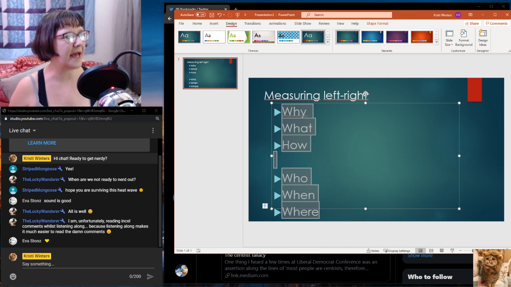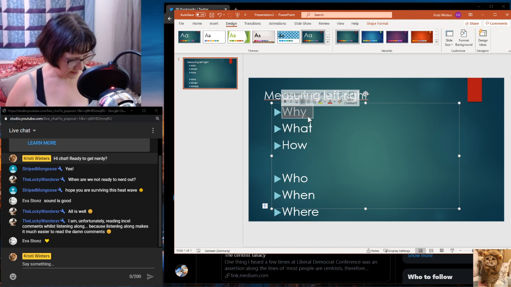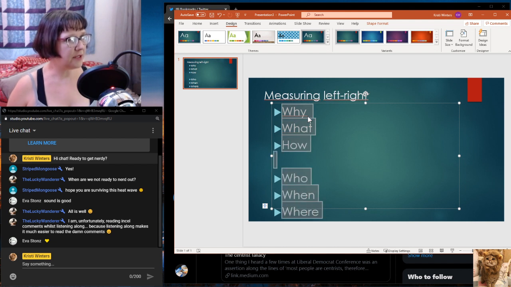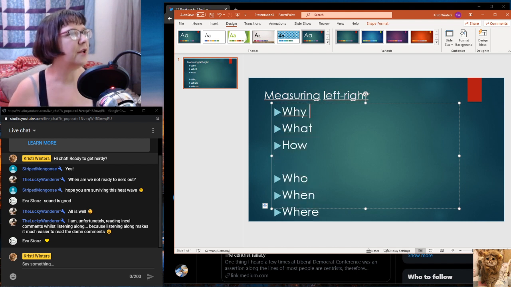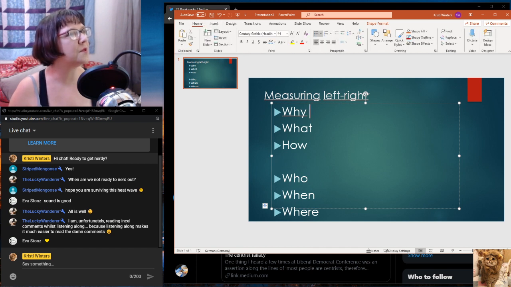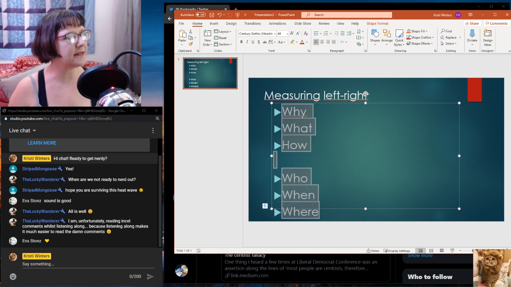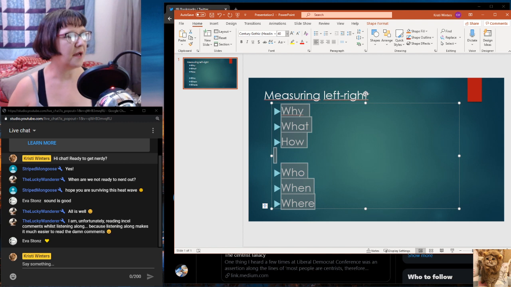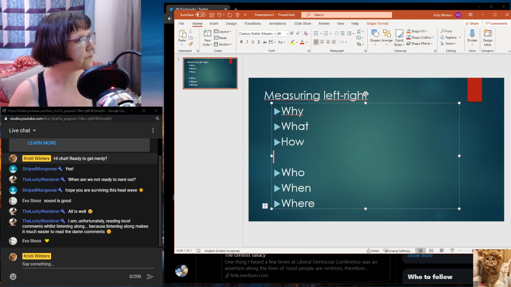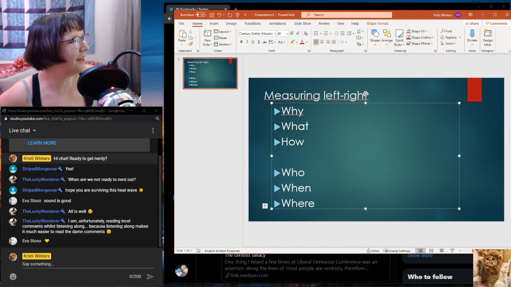And here I am, editing on the fly. Can I do the font thingy again here? No, all right. Design, insert, home. I think home is what I want, yeah. 44 font is a little too big, let's go 40. And that should fit everything on the screen. Reading comments, listening along makes it easier. Okay.